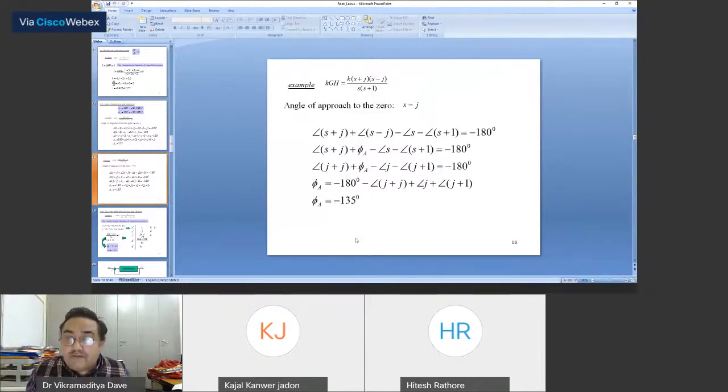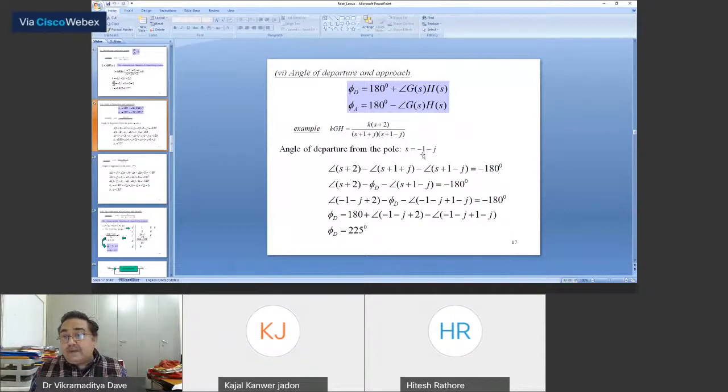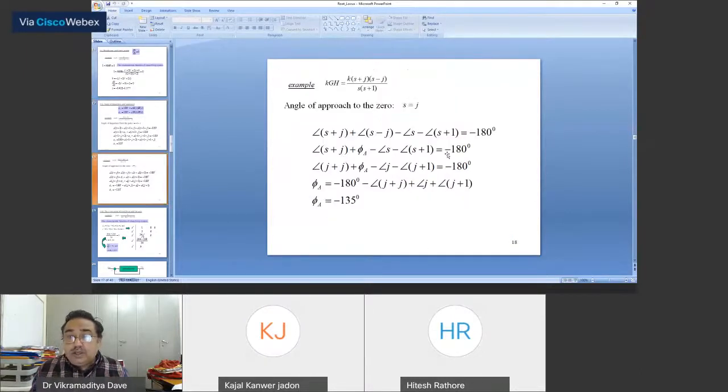Similarly, you can find out the angle of approach at s is equal to z. Previously you found the angle of departure from -1 comma minus j, and now the angle of approach is always at the zero, say at s is equal to j. So just substitute the value. Since s is equal to j, I will call it phi a. Substitute all the values, and you will get phi a is equal to minus 135 degree. So these are the two procedures to find the angle of departure and angle of approach.